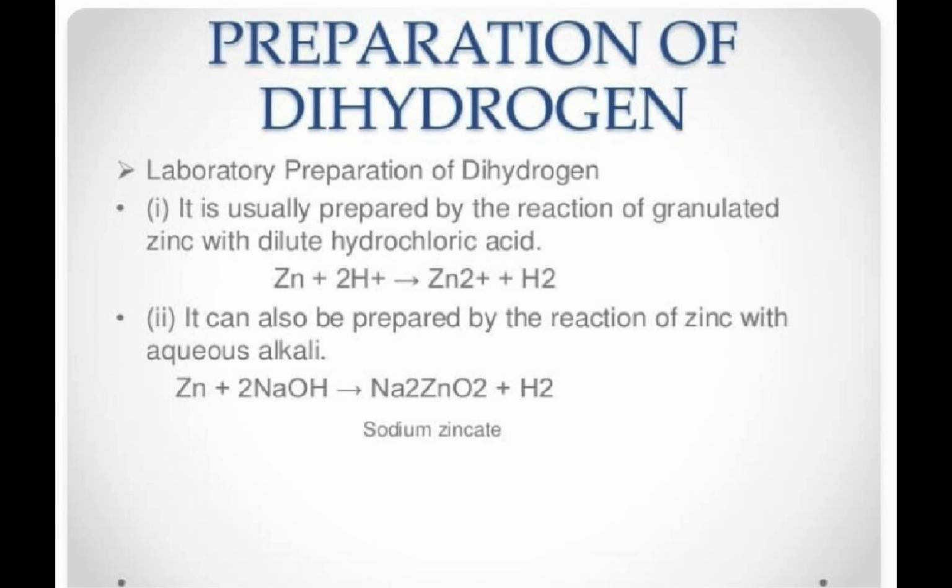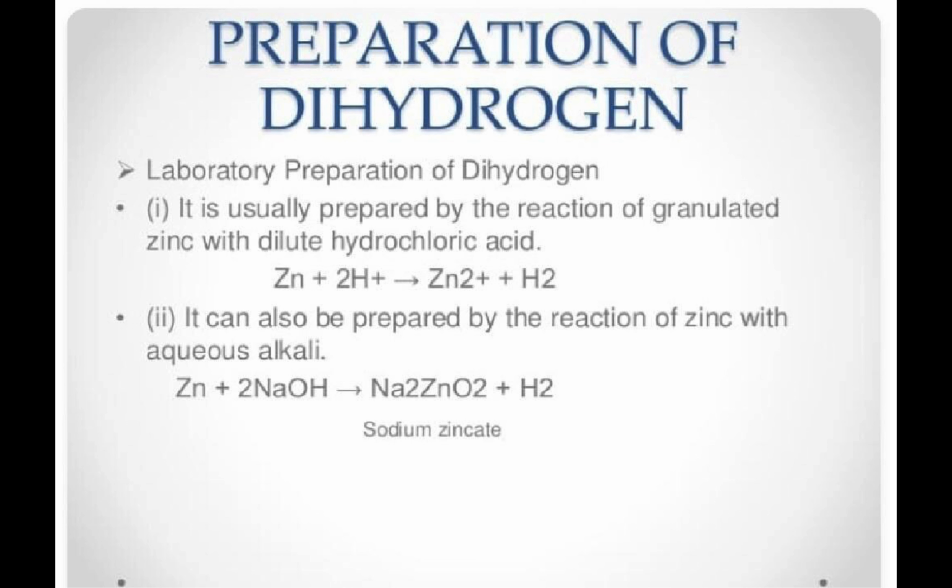Now, how do you prepare dihydrogen? As far as the preparation process in chemistry is concerned, we have mainly two types of preparation. One is the laboratory preparation, which describes how we prepare the substance in the lab, and secondly, commercial or large scale industrial production. So, first of all, laboratory preparation.